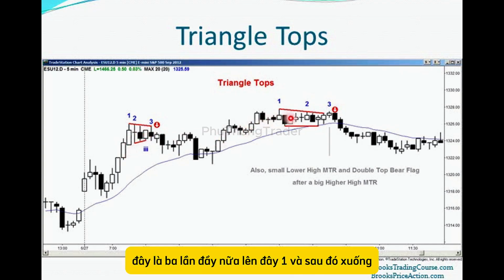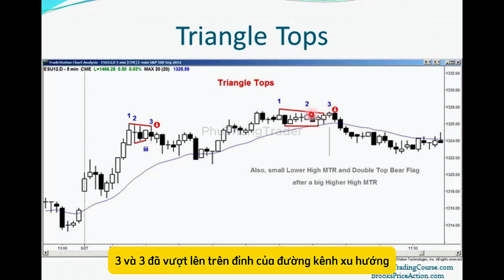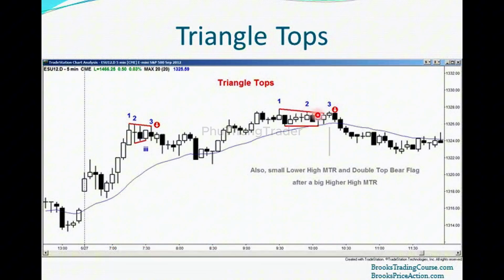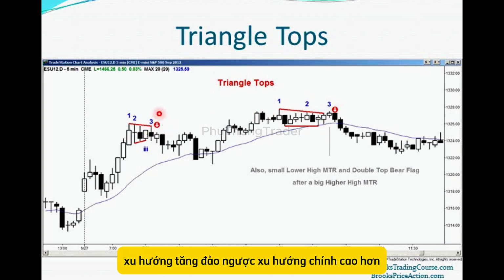Here are 3 more pushes. Up here 1 and then down, up here 2 and then down, and up here 3. And 3 broke above the top of the trend channel line, so it could lead to a reversal down. This is also a small lower high major trend reversal following a bigger higher high major trend reversal.